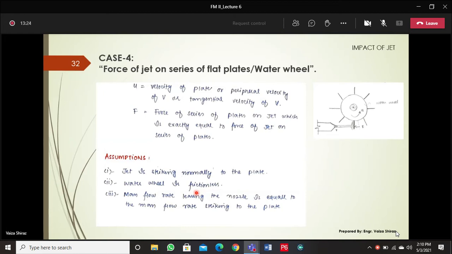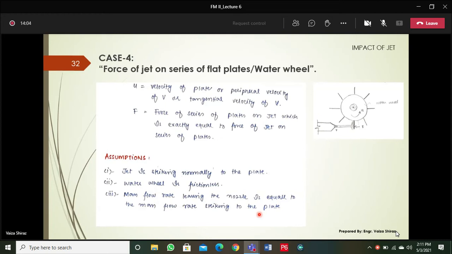And number 3, this is very important to understand: the mass flow rate leaving the nozzle is equal to the mass flow rate striking the plate. Now this is an assumption which is not generally applicable to a moving case. आप लोगों ने case number 3 किया है in which your plate was moving, and in that case we discussed that the mass flow rate is not constant. The mass flow rate leaving the nozzle is not equal to the mass flow rate striking the plate. वहाँ पे आपका mass flow rate था rho A into (V minus U), if you can recall what you have done in the last lecture.